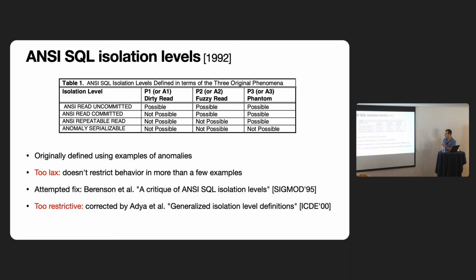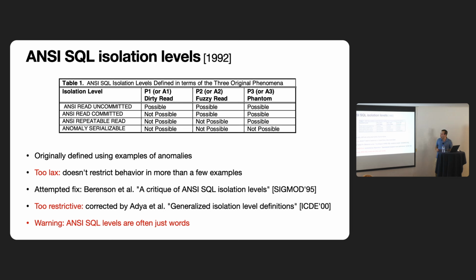The final definition that's accepted to be correct was given by Atul Adya in a paper in 2000, but that was very late. So by that time, the database manufacturers were doing whatever they wanted, right? And the note of caution, which will become clear as I talk through the next slides, is that these ANSI SQL levels are often just words. So for each database, when it says it provides read committed or repeatable read, you need to ask yourself, what does it actually provide? So look at the fine print.